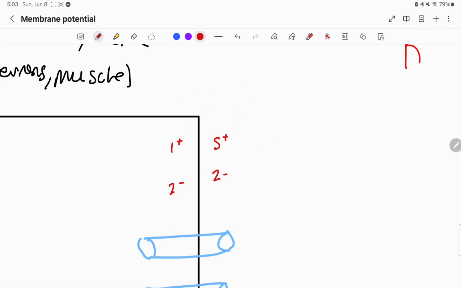Let's look at this example. Let's say this is the extracellular fluid, so outside of the cell. This side is the intracellular fluid, and this guy is the membrane that's separating charges, okay? Let's say now we have 5 positive charges outside, so 1, 2, 3, 4, 5. And I'll have 2 negative charges outside, 1 and 2. Inside, I only have 1 positive charge, but I have 2 negative charges.